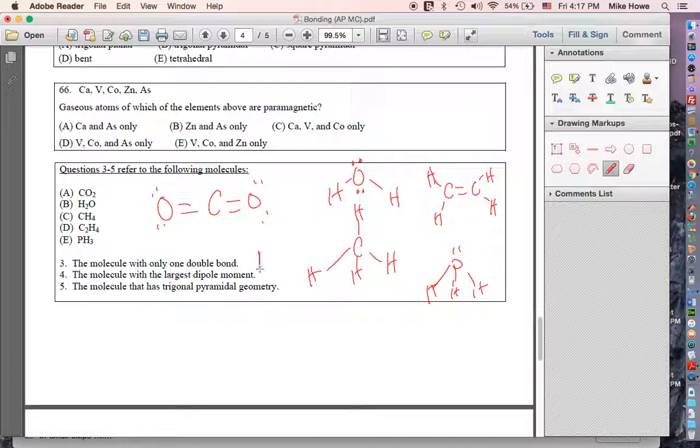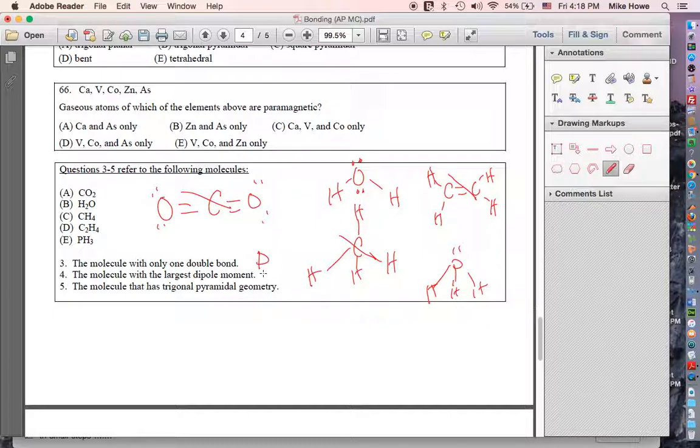So that's D. And the molecule with the largest dipole moment would be the one that's most polar, so we know that that one's out, and we know that this one's out, because both those would be nonpolar, and this one's out. So this one and this one are polar. However, this one has OH and this has PH, and there's more electronegativity difference between O and H than there is between P and H. So the answer is water.